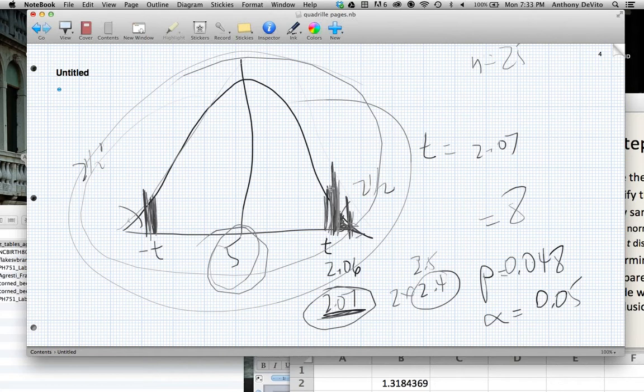But SPSS is not going to do that. SPSS is going to actually give you a p-value. So for instance here, it will tell you the t-score is 2.07 and the p-value, two-sided p-value, is 0.048, right? It'll actually give you a value for that.